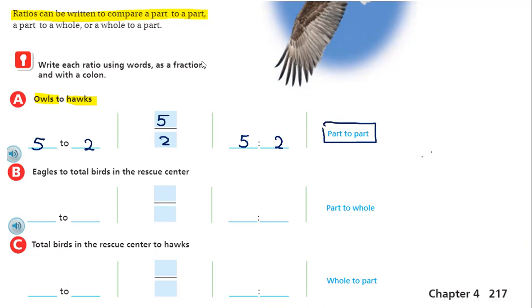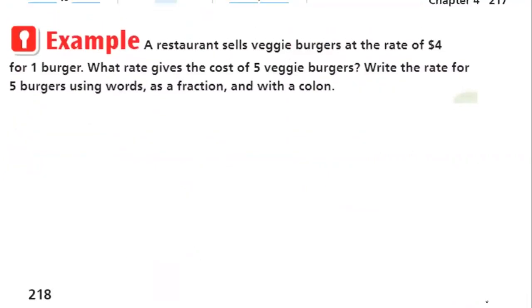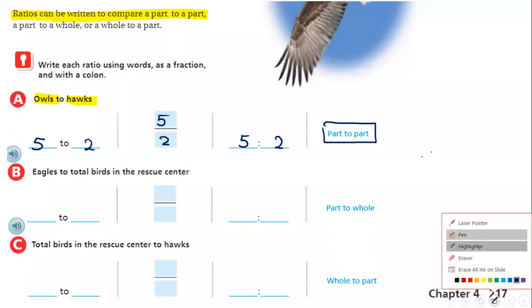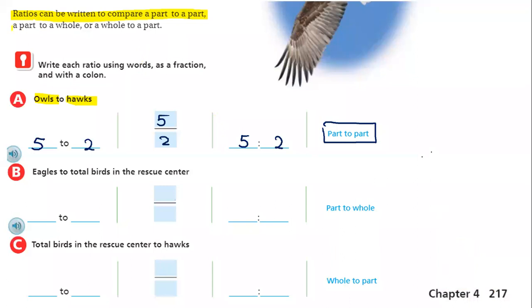Okay, so this is part, 5 here for owls, and the owls here represent a part from my question, and the hawks is another part from my question. So ratios can be written to compare a part to a part. Do you understand, guys, this point? Yes, Mister. Okay, so let us complete. Just a minute, and I hope all of you write the answer. Yeah, write the answer with me.